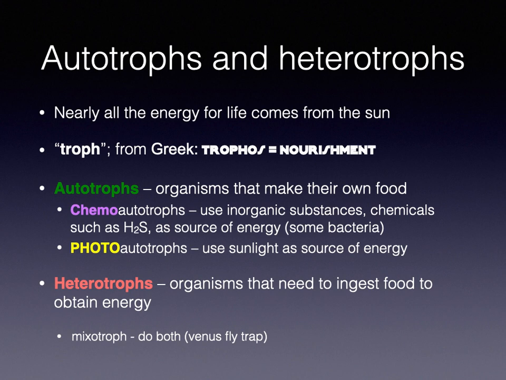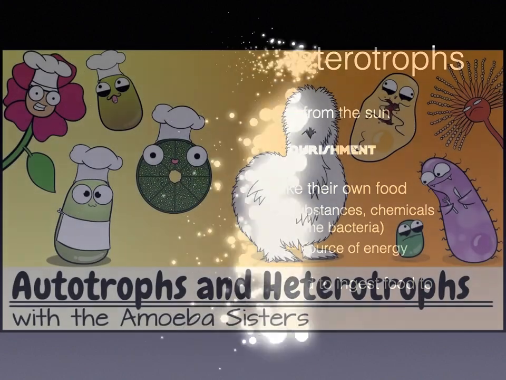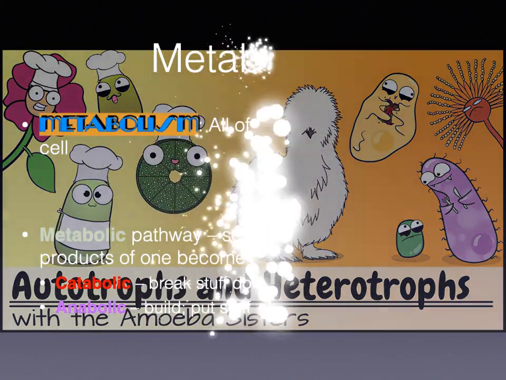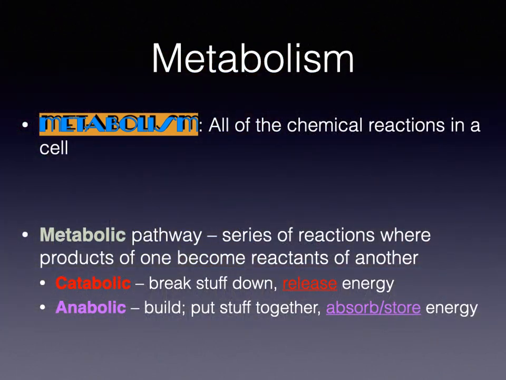Photoautotrophs use sunlight as their source of energy. You and I are heterotrophs. We need to ingest food to obtain energy. And we dug up and found that there is another term called a mixotroph that does both, like the Venus flytrap. There's a video on autotrophs and heterotrophs that you can watch. And that takes us to metabolism.